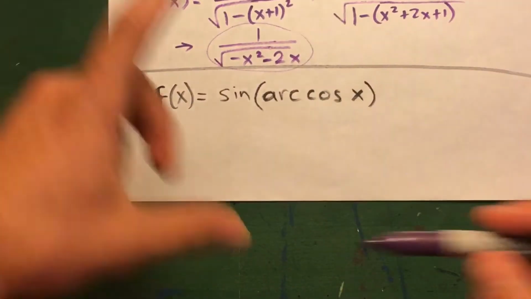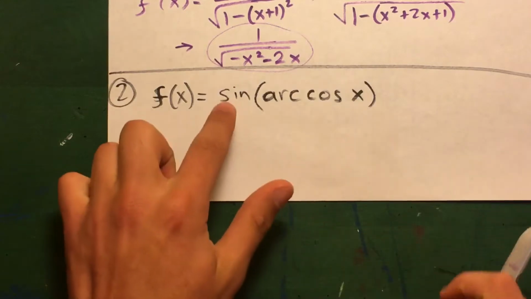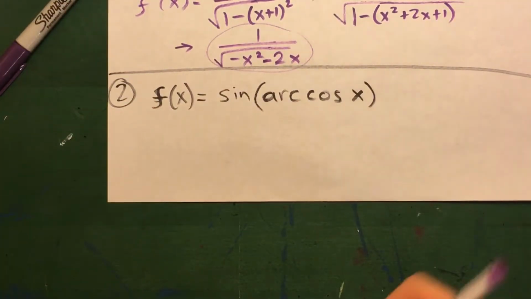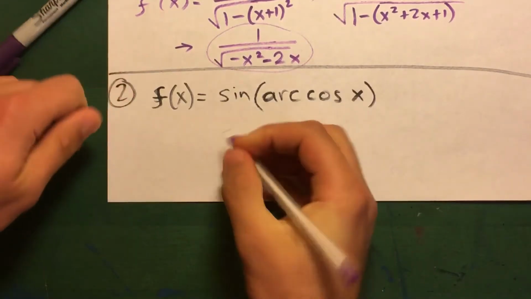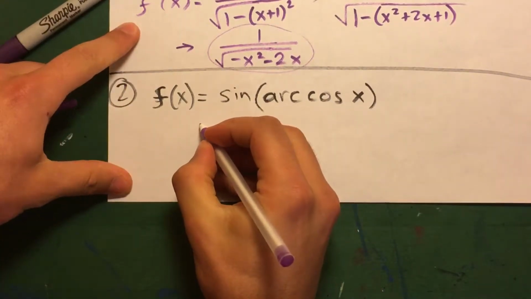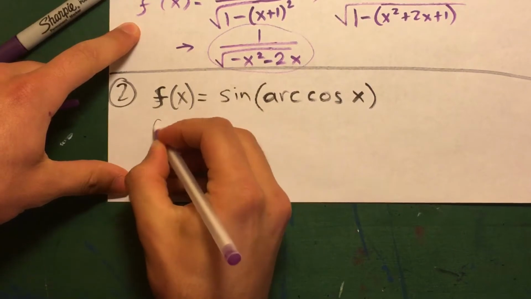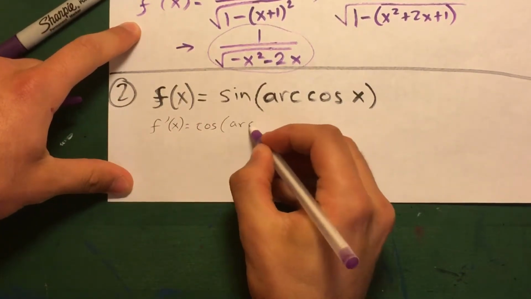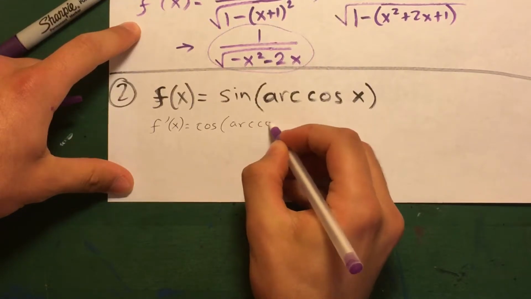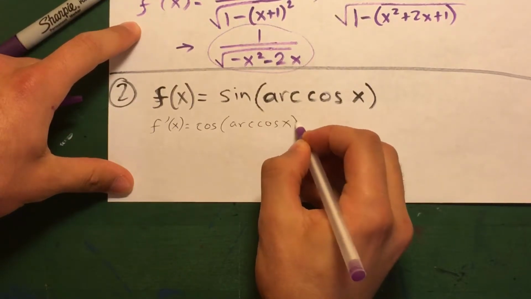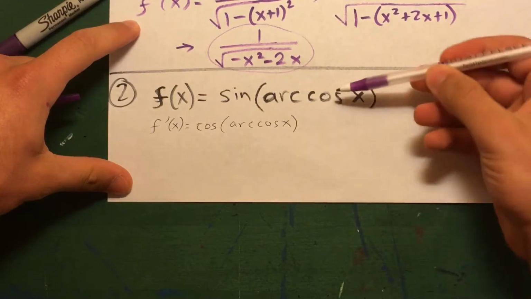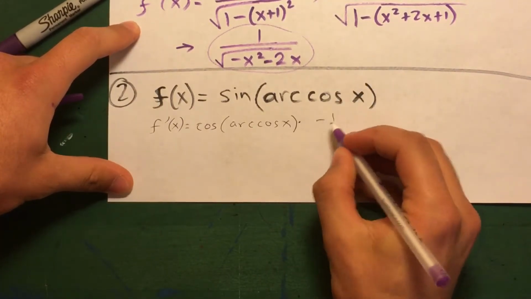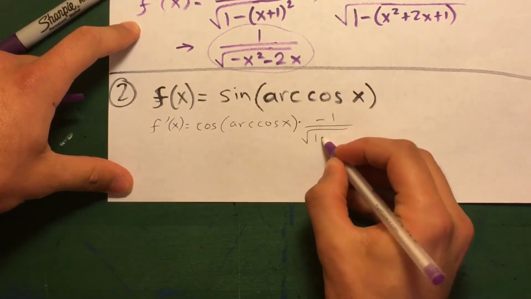Moving on to the second problem. We have sine of arc cosine of x. So we're going to begin differentiating, and you would get cosine of arc cosine of x, and then you multiply by the derivative of the inside, which is negative 1 over the square root of 1 minus x squared.